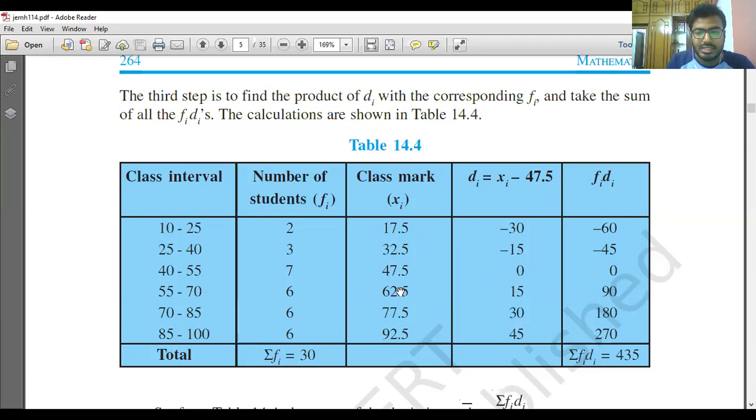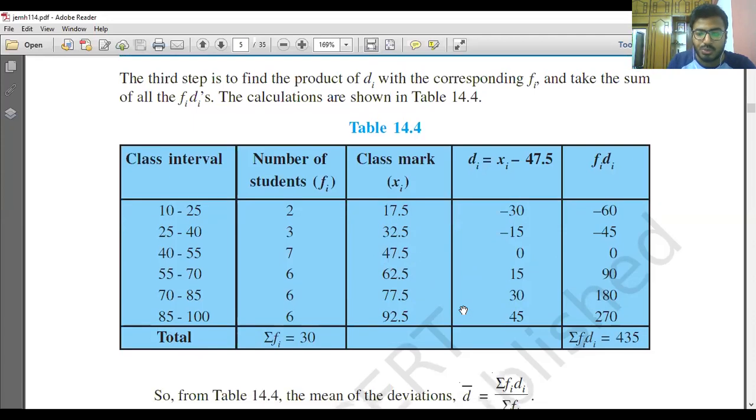The next one, 62.5 minus 47.5, you'll get 15. Now 77.5 minus 47.5, you'll get 30. 92.5 minus 47.5, you're getting 45. So this is the deviation. Okay, you are getting a deviation because the formula is what?